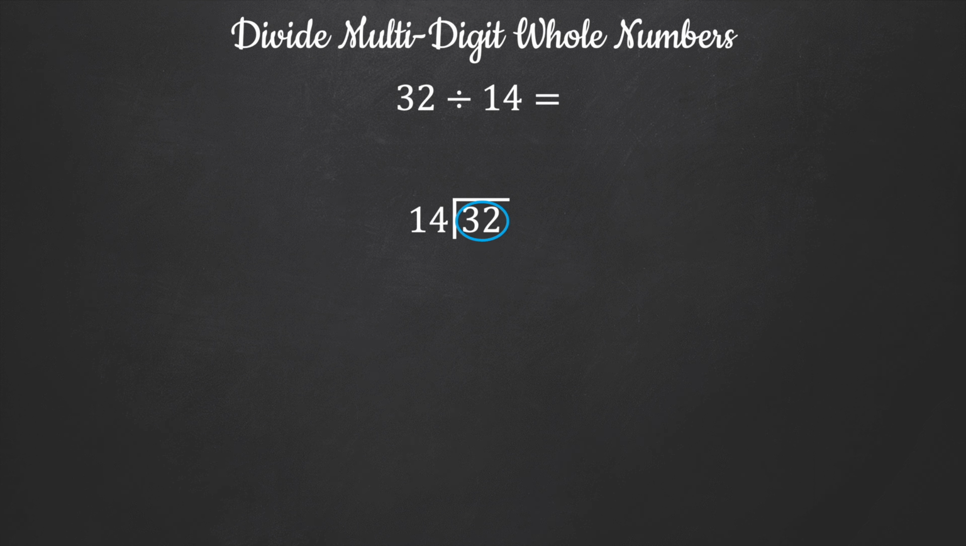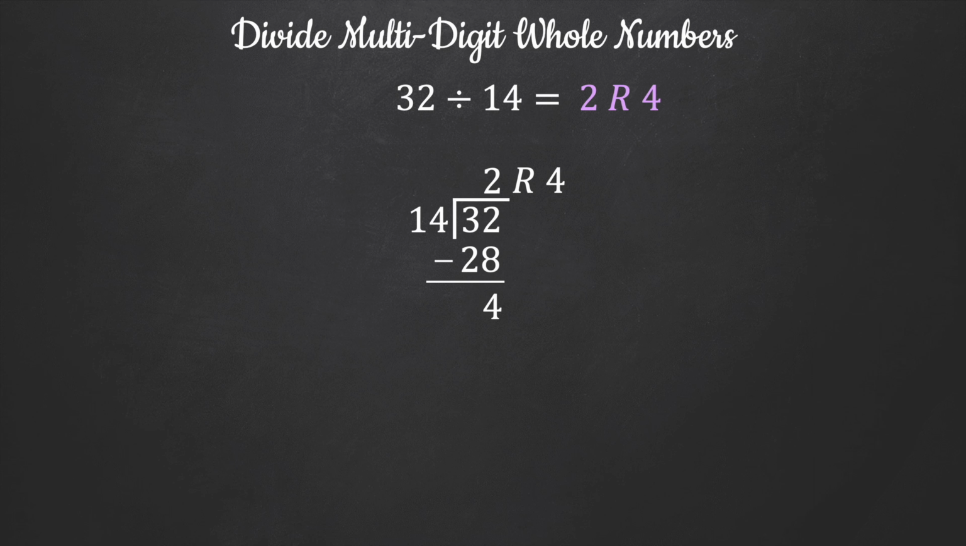So now we're going to look at the first 2 digits and ask ourselves, how many times does 14 go into 32? And 14 goes into 32 2 times because 14 times 2 is equal to 28, and that's as close as we could get to 32 without going over. So we're going to go ahead and subtract now. 32 minus 28 is equal to 4. So that means we have 2 remainder 4.